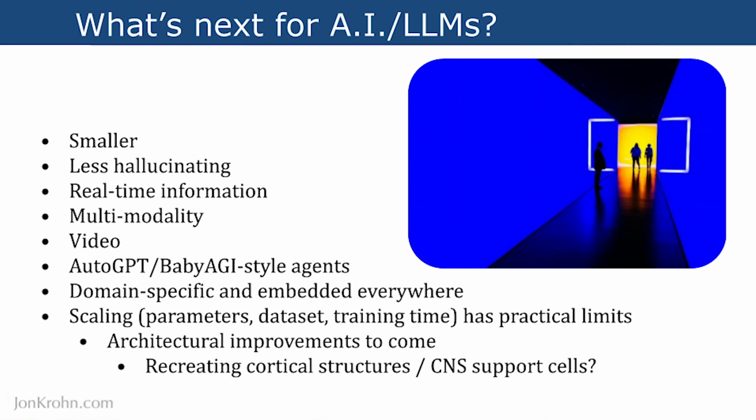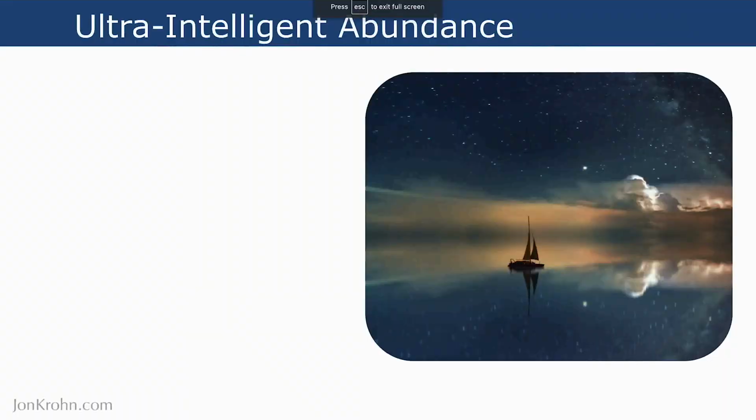They're going to be domain-specific thanks to you working on them and embedded everywhere. And due to scaling limits, we're going to have to come up with new architectural ideas. And so because of all this, a year ago, if you had said to me, in our lifetime, will we have capabilities like we have today now with GPT-4?